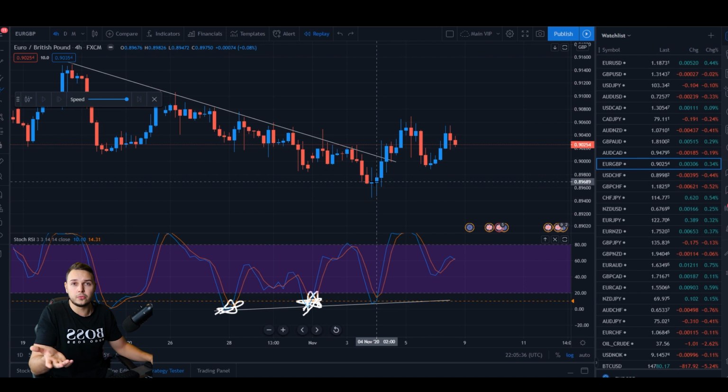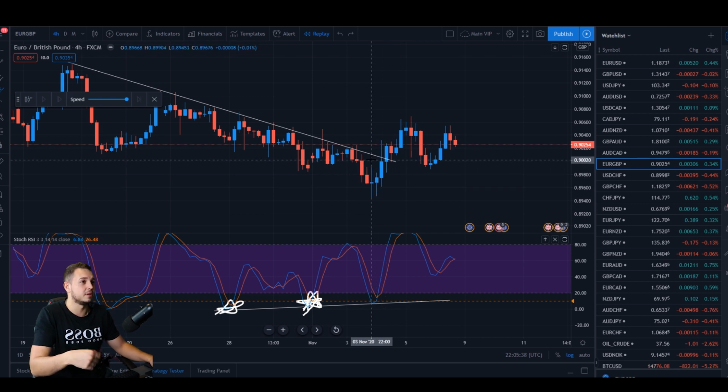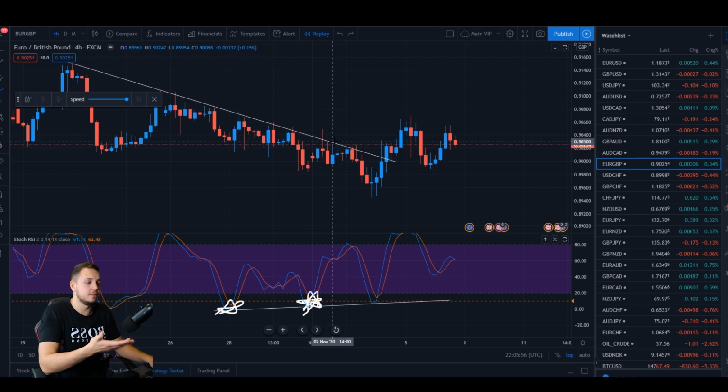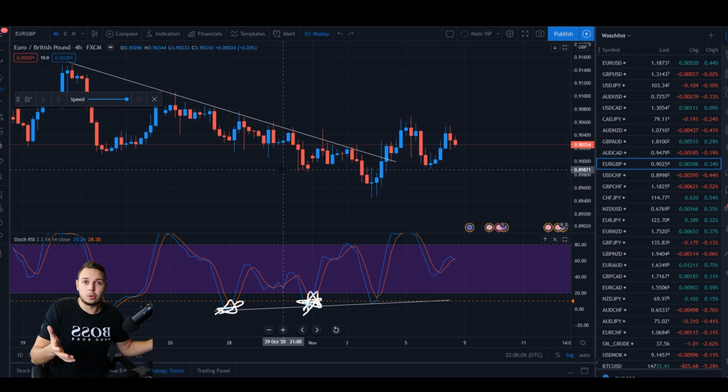I usually go for an 80 pip stop loss anyway, because my trades are like 160 to 80, but that's my own personal preference on the 4-hourly time frame. Because I trade 4-hourly, 12-hourly and daily, I need slightly bigger stop losses. But you can do the same thing with divergence on the 1-hourly time frame, and obviously with smaller stop losses as well.